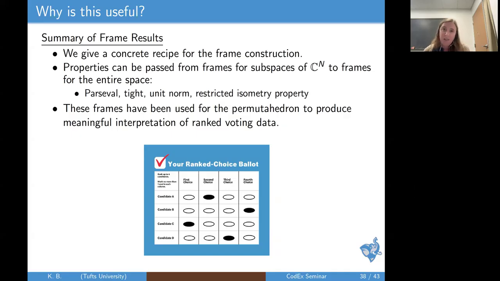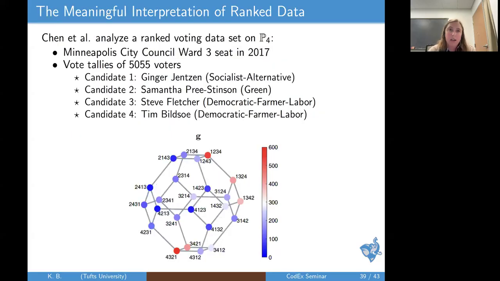And in fact, beyond that, which I briefly mentioned before, we can also add a weight function to the edges of our graph. Properties can be passed from the subspaces to the larger space. And also there is some meaningful interpretation of the ranked voting data. I keep mentioning that. Where does that come in? Well, back to the Chen et al. paper, for instance, they're able to analyze some different ranked voting data sets.